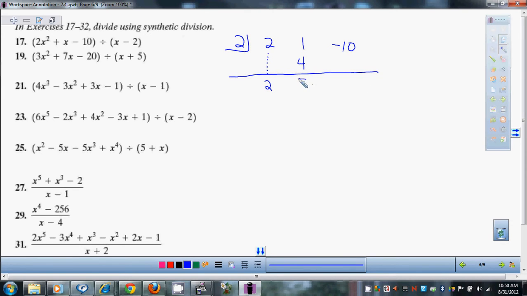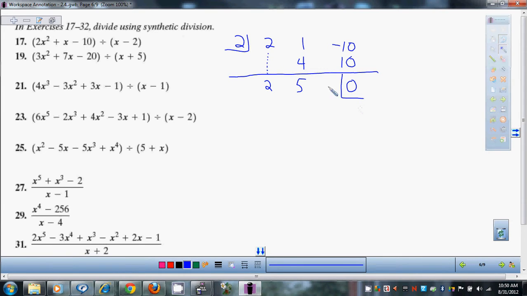So 1 plus 4 is 5. It's below the line, so we multiply it by the box number. 2 times 5. Add in your column. Your last number will always be your remainder. Always.